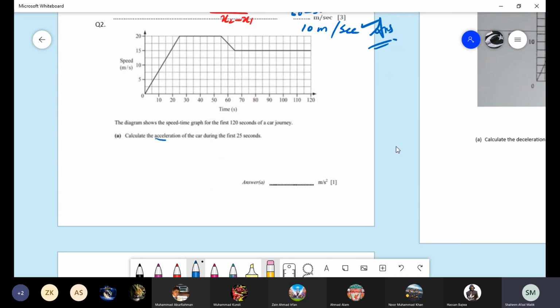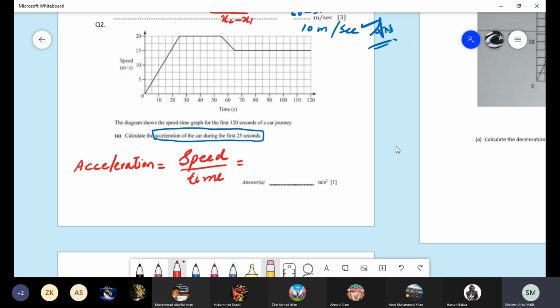Yes, boys, how will you do this? Acceleration is a gradient. You can write the acceleration formula here. Acceleration is equal to speed over time.